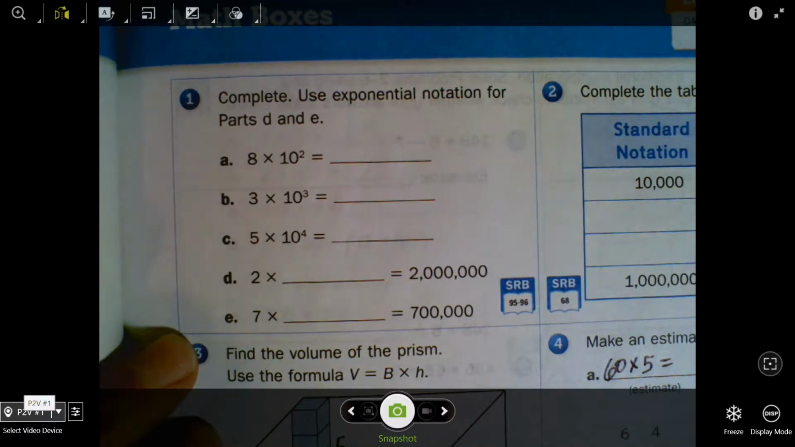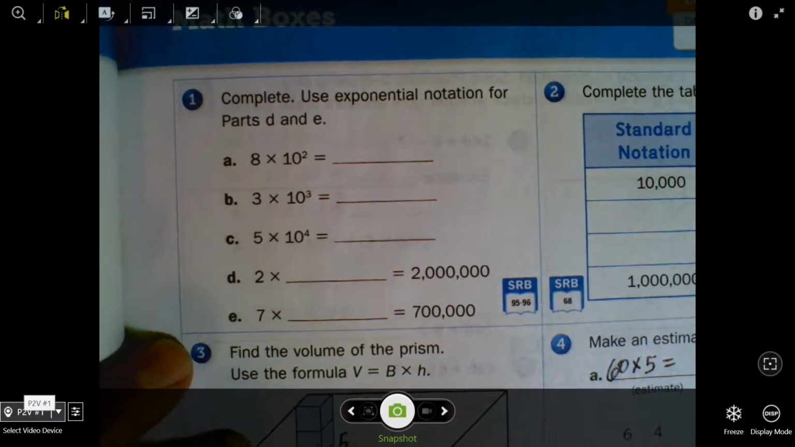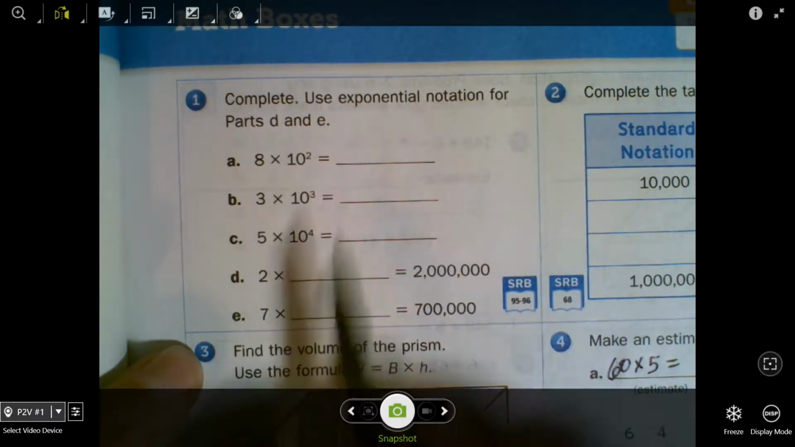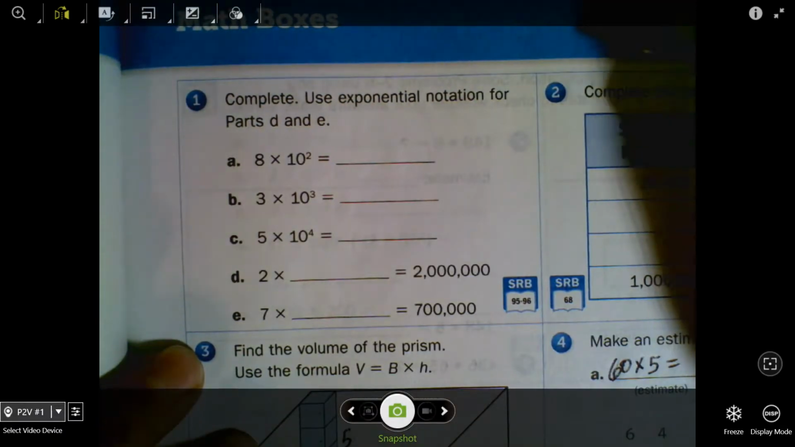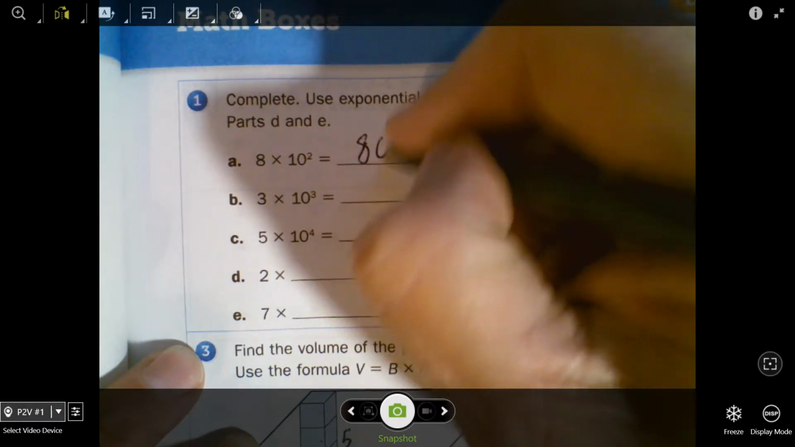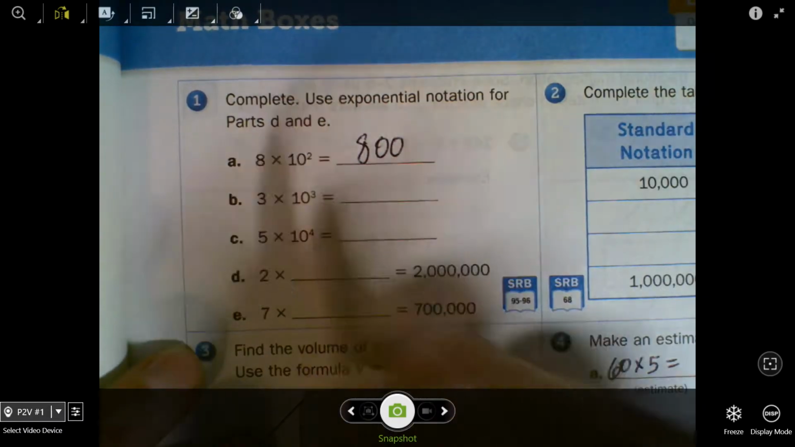Math Journal, page 55, number 1. Complete, use exponential notation for parts D and E. So 8 times 10 to the second. 10 to the second is 100, so it's 800, or an 8 with 2 zeros.